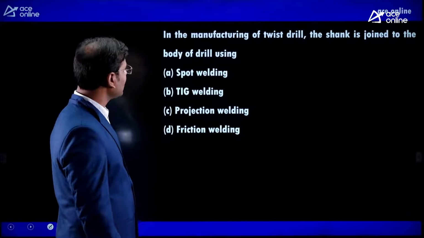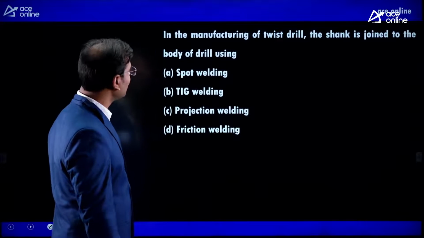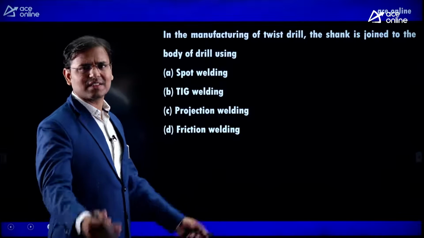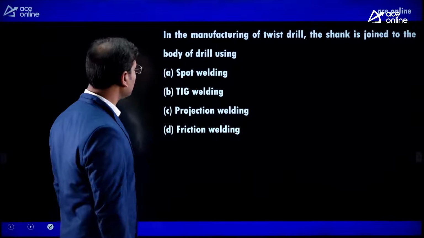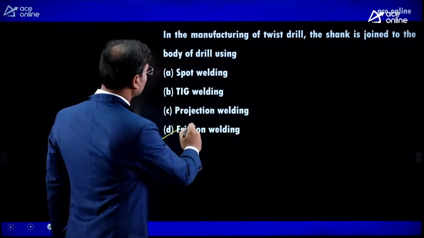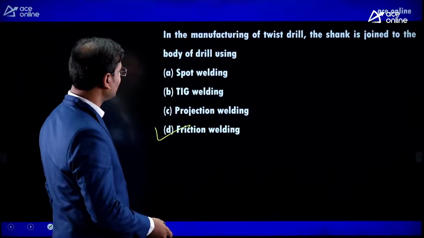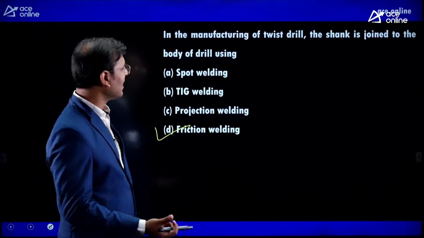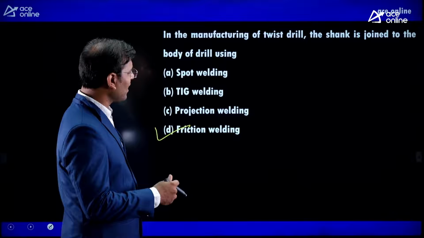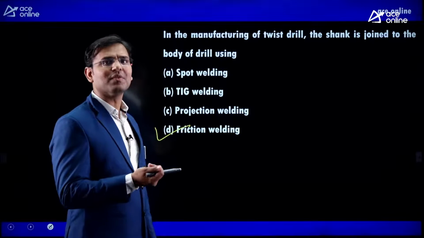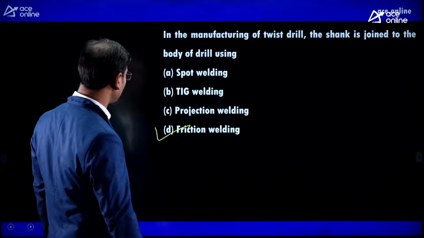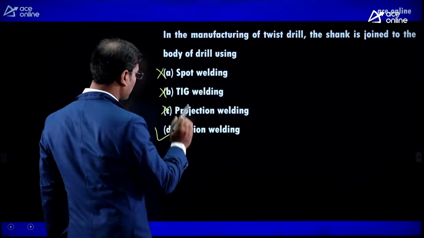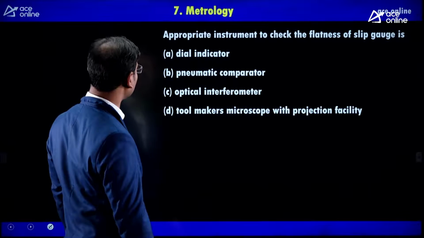Now see, in the manufacturing of a twist drill, the shank is joined to the body of the drill using welding. In friction welding, why are we using it? To join the shank to the tool. There is one tool and to that tool we have to join one shank, then we can join by using friction welding. Spot welding, TIG, projection welding are not there. The correct answer is friction welding.